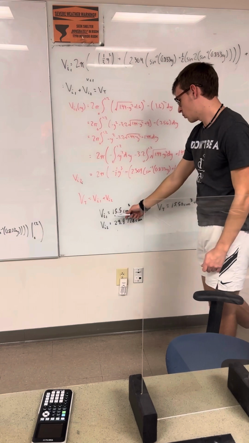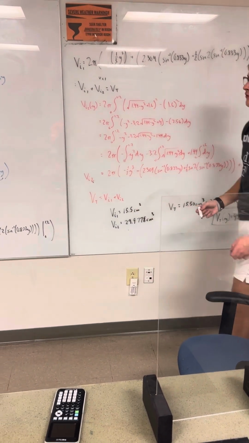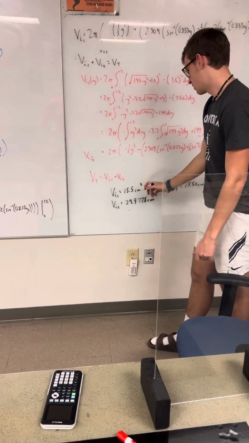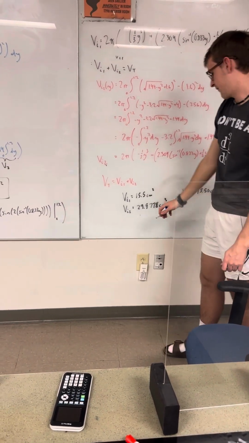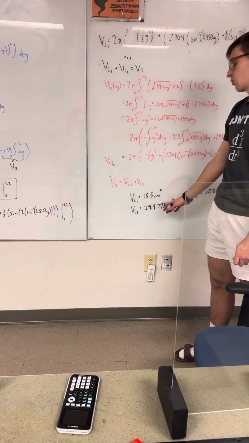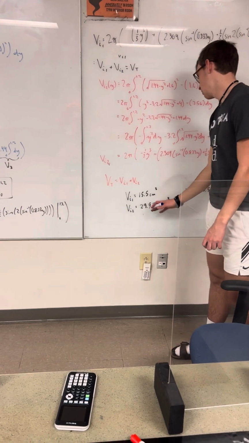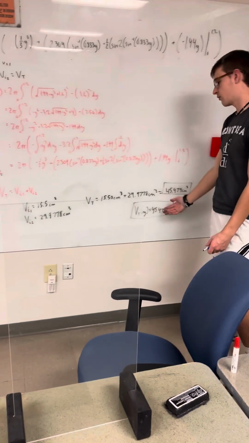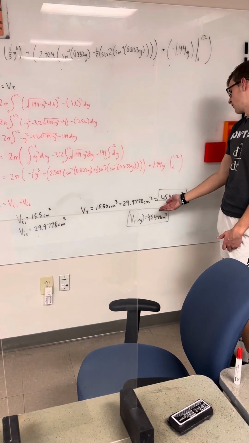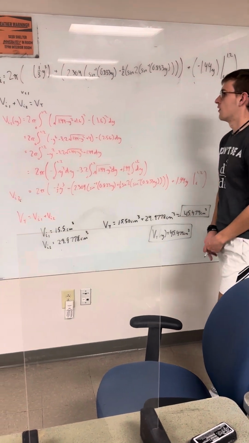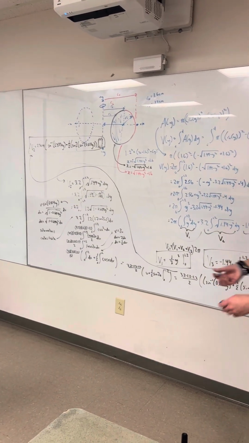What I found was that the volume of the first semicircle was 15.5 centimeters cubed, and the second volume integral was 29.9778 centimeters cubed. Now I'm going to add them, because we're just going to add the volumes. What I found was the total volume of the torus was 45.479 centimeters cubed. So that is how you find the volume of the torus, also known as the donut.